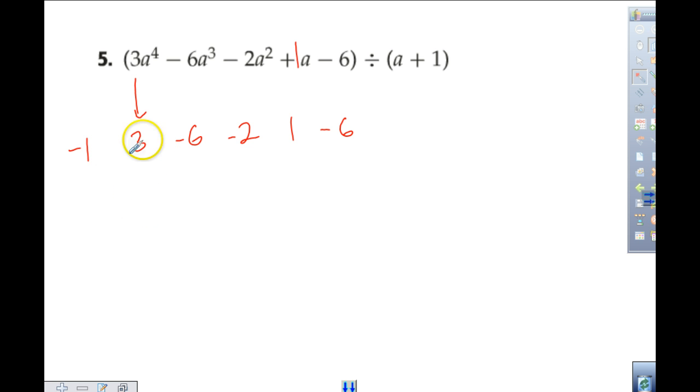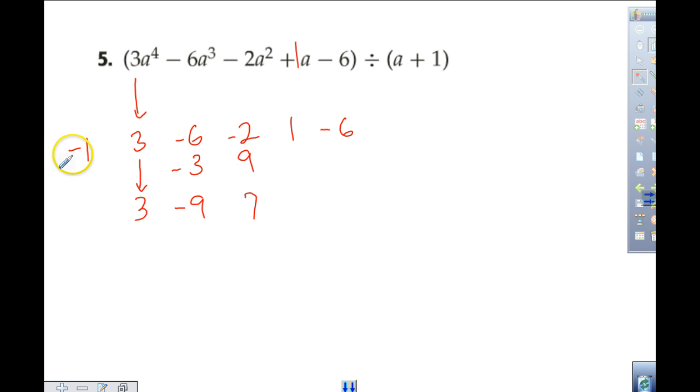Drop down the first, and when you drop it down, leave a little bit of space. Just a little space. If you want, you can put an arrow there, something like that. And here we go. So negative 1 times 3. Negative 3. Add it up. Negative 9. Negative 1 times negative 9. Positive 9. Add it up.